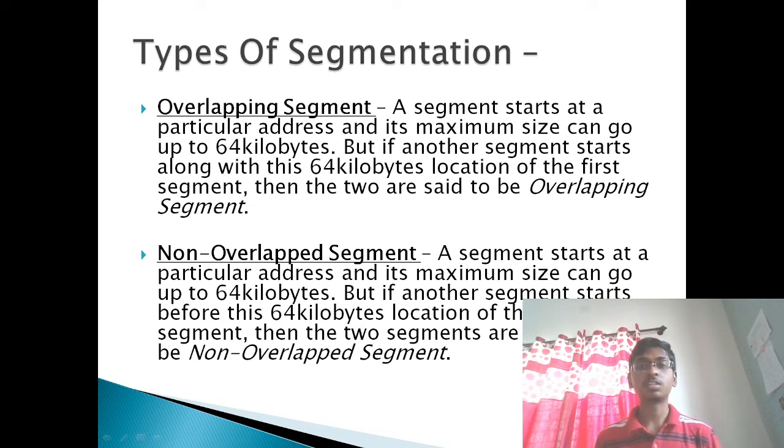So what is the real-time situation of an overlapping segment? If one segment is already started with 64 kilobytes, and another segment starts within the 64 kilobytes location of the first segment, then the two are said to be overlapping segments. The BIU, short for bus interface unit, contains four 16-bit special purpose registers called segment registers.